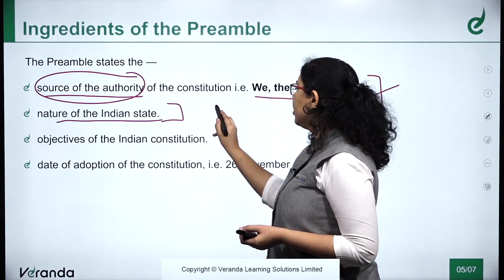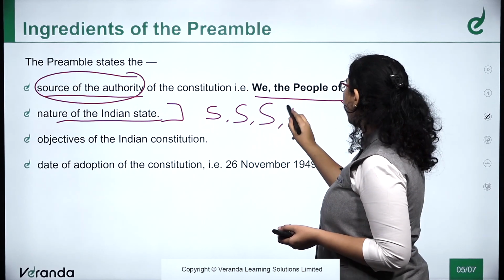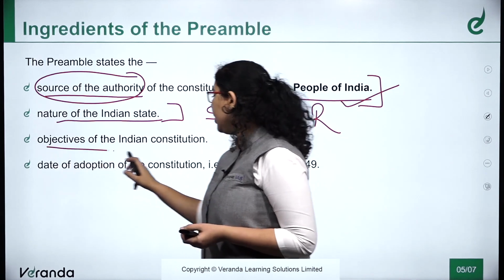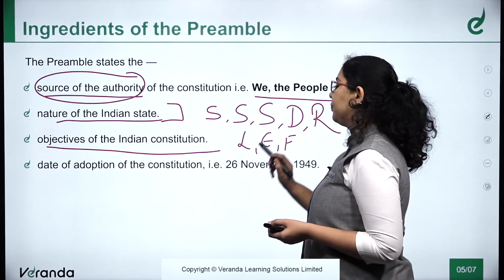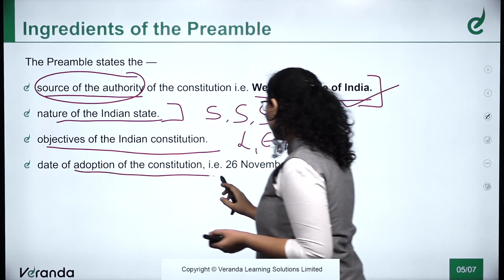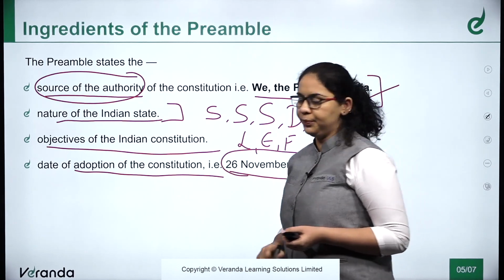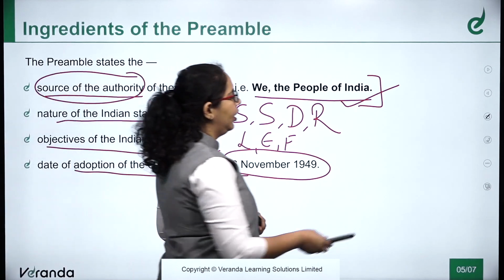Second is the nature of the Indian state. What does it mean? Sovereign, socialist, secular, democratic and republic. Third, the objectives of the Indian constitution: liberty, equality, fraternity. And fourth, the date of adoption of the Indian constitution, that is 26th November 1949. Okay, these four are the ingredients of the Preamble.